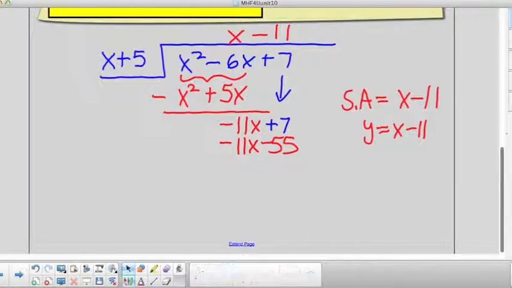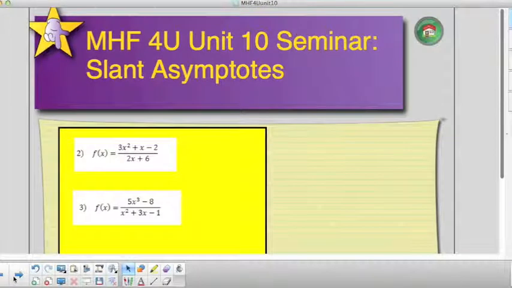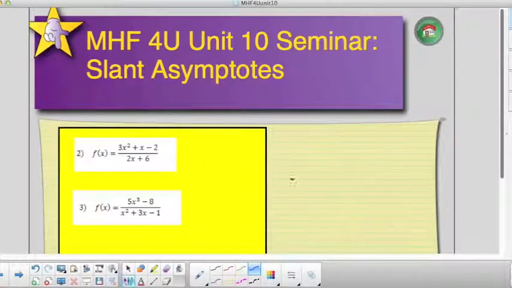So I want you to give me approximate values for the following two questions, and this is the end of our seminar. So you're going to do long division for 2x plus 6 goes into 3x squared plus x minus 2, and 5x cubed minus 8 divided by x squared plus 3x minus 1. So try that on your own. And they're approximate. They don't have to be exact. I'm not looking for remainders.